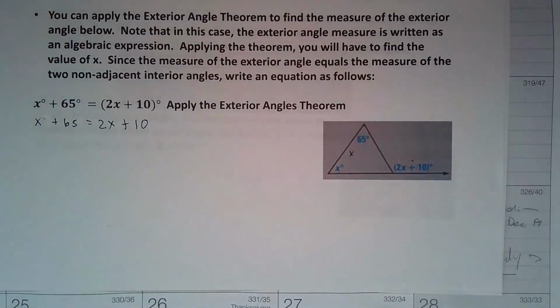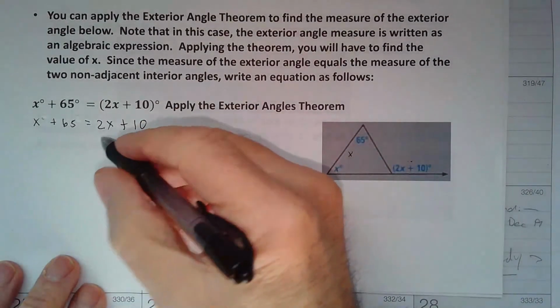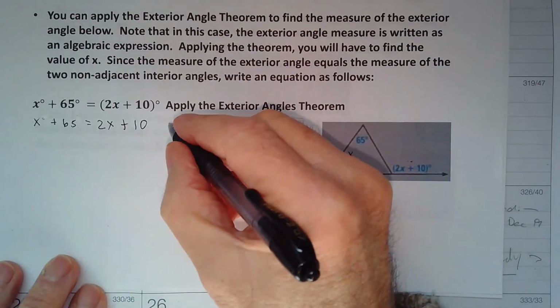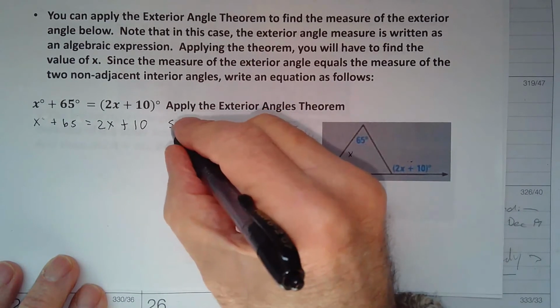All right. So x plus 65 equals 2x plus 10. So we drop the degrees. Now what we want to do is get the x's together. So we're going to subtract. So we're going to use the subtraction property of equality.